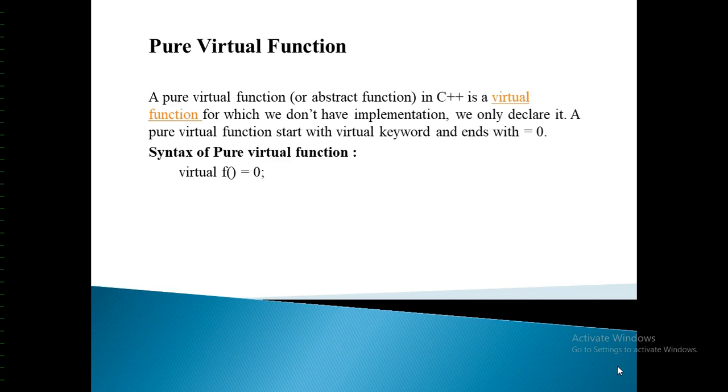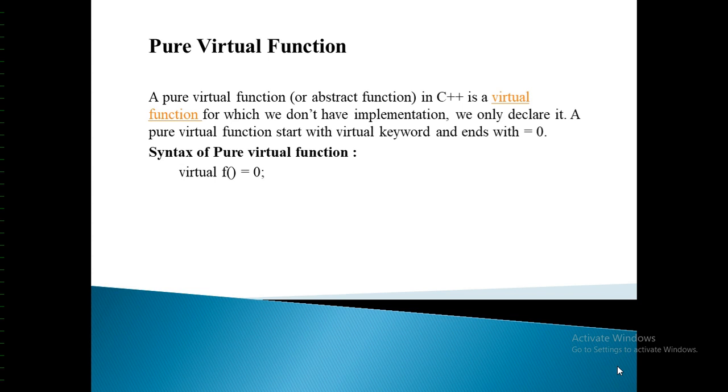Hello everyone. In this session, we are going to discuss pure virtual functions. A pure virtual function, or abstract function, in C++ is a virtual function that doesn't have any implementation, meaning it has a null body. So the pure virtual function starts with the virtual keyword and ends with = 0.